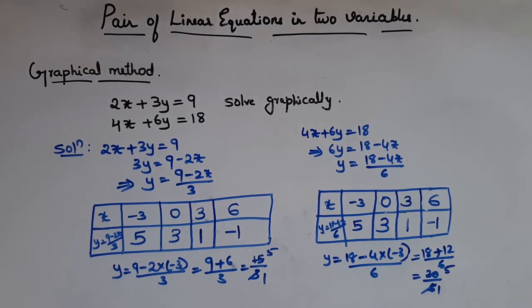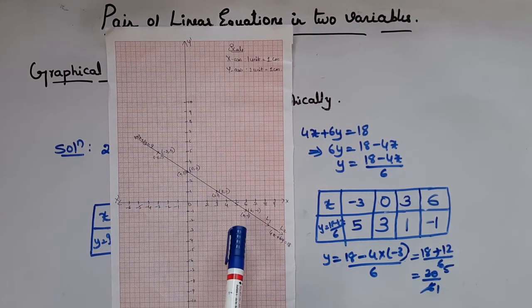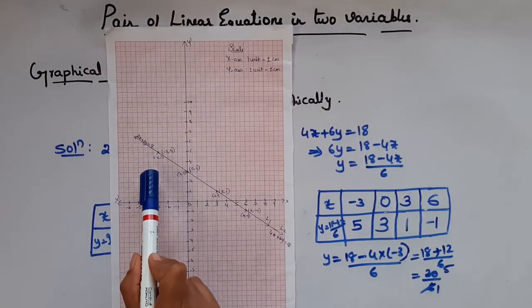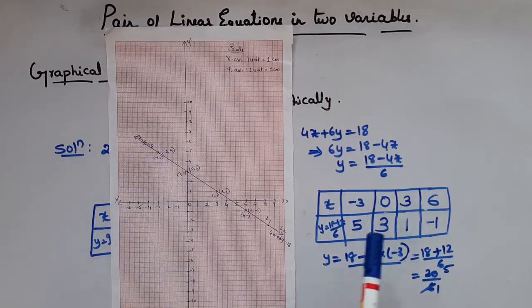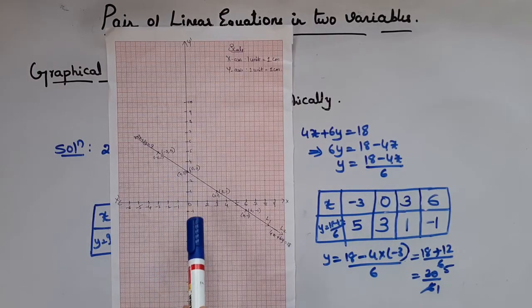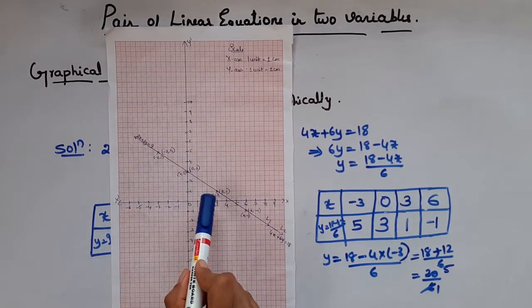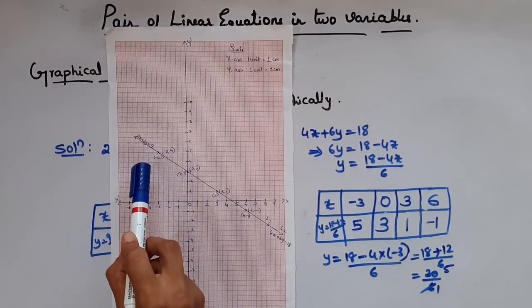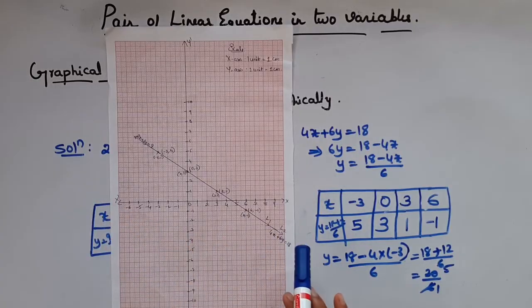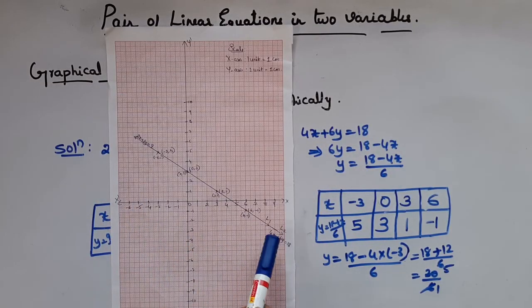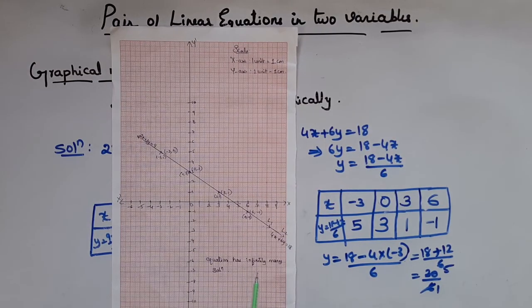So now let's see the graph. So your graph will look like this. That is, we have the points (minus 3, 5) here, (0, 3) here, (3, 1) is here and (6, minus 1) is here. So these two lines are coinciding. That is, they are overlapping each other, right? Here is a line L1, that is 2x plus 3y is equal to 9, and L2 is overlapping on L1, right? So your L2 is 4x plus 6y is equal to 18. This means the system of equations has infinitely many solutions.